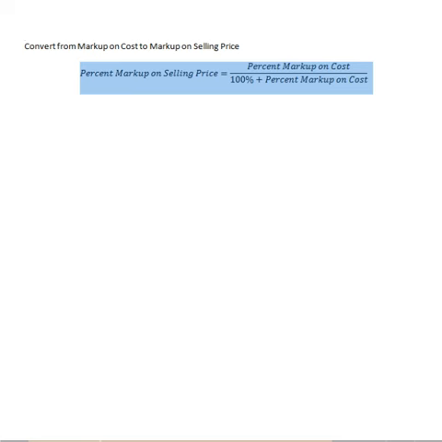First, we're going to look at converting from markup on cost to markup on selling price. And the formula is going to be percent markup on selling price equals percent markup on cost divided by 100% plus the percent markup on cost.